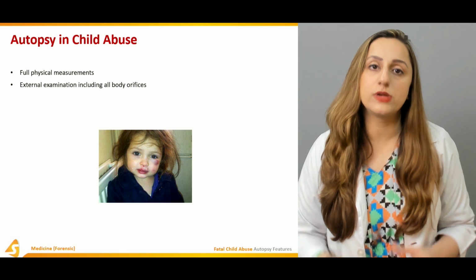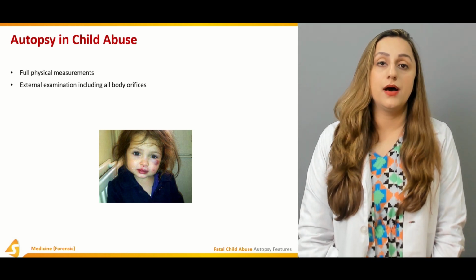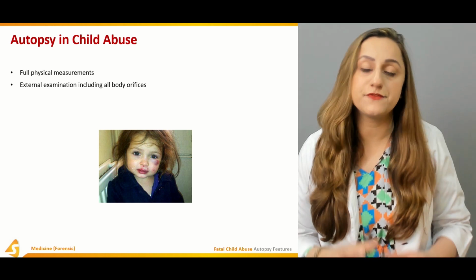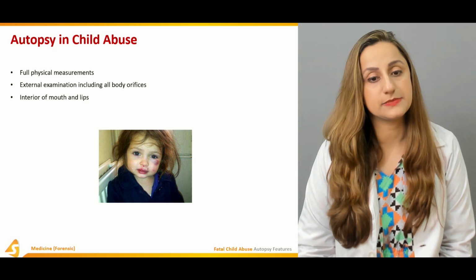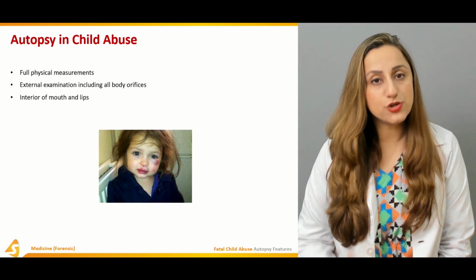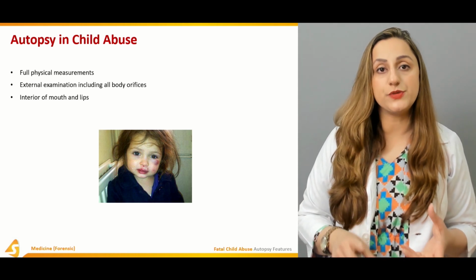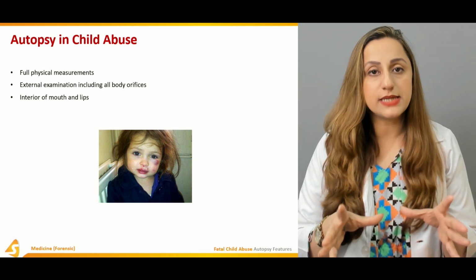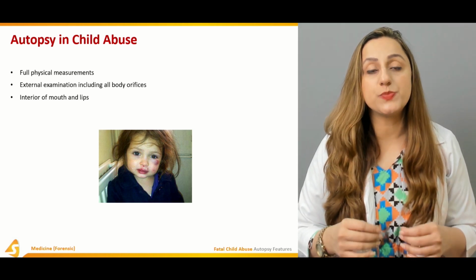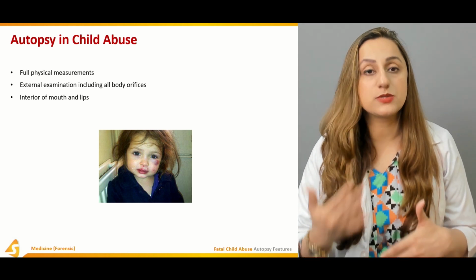As well as the oral cavity and the external auditory meatuses. These are the other natural orifices that have to be looked at whenever we are considering a case of child abuse. The interior of the mouth and the lips is observed. We look for signs of bruising on the mouth as well as on the lips. And when we are done with the external examination, we will have an inner view of the inner side of the upper lip as well as the lower lip.